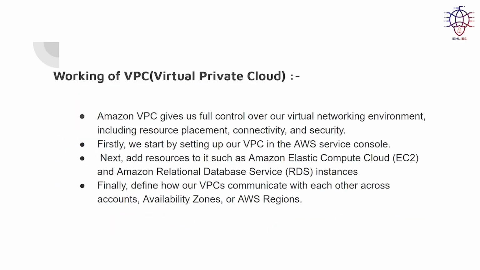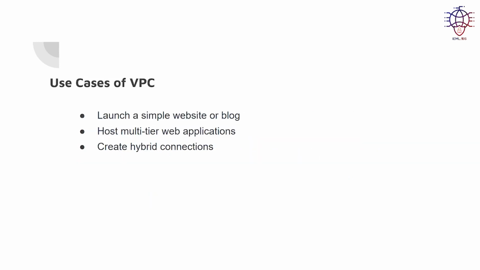Now the next slide is about the working of VPC. Amazon VPC gives us full control over our virtual networking environment, including resource placement, connectivity and security. Firstly, we start by setting up our VPC in the AWS Service Console. Next, add resources to it such as Amazon EC2, that is Amazon Elastic Compute Cloud, and Amazon RDS instances, that is Relational Database Service instances. And finally, we have to define how our VPCs communicate with each other across accounts, availability zones or AWS regions. Now let's move to the next slide.